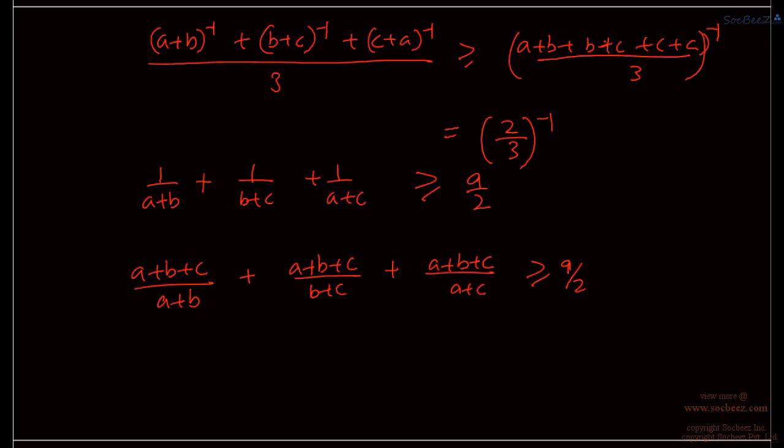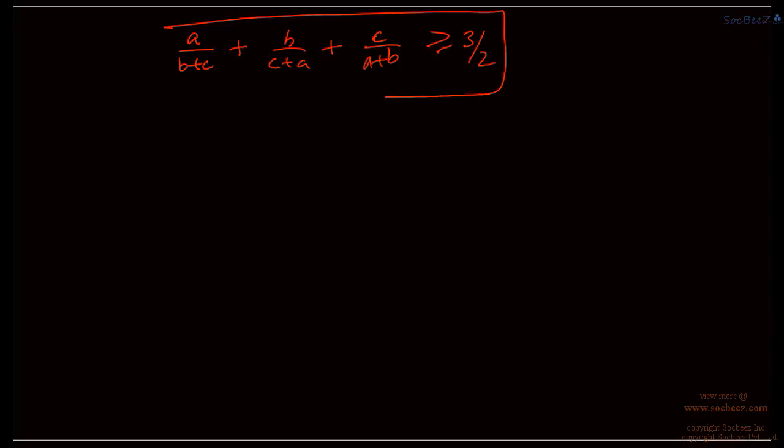Right. Now I see that for the first one I can take a plus b common. Second one I can take b plus c common, and similarly for the third one I can take a plus c common. That will actually give me just 1. And what now remains is just this much. There was 1 from each term, so that gives me 3. And this is greater than or equal to 9 by 2. Right? So just rearranging the terms as required in the equation and taking the 3 to the other side, I get my property that a by b plus c plus b by c plus a plus c by a plus b is actually greater than or equal to 3 by 2. Right?